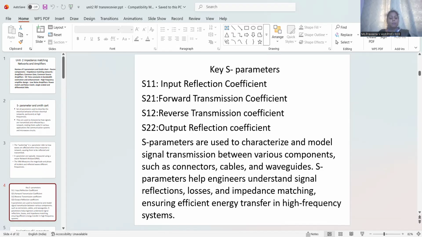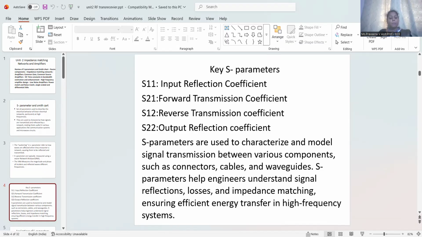So, this indicates the loss or gain in the forward direction. And S12 is the reverse transmission coefficient that represents the portion of the signal transmitted from port 2 to port 1. It indicates the reverse gain or isolation of the network. And S22 is the output reflection coefficient. It represents the portion of the signal reflected back from port 2 itself, right? This is due to the impedance mismatch at the output.